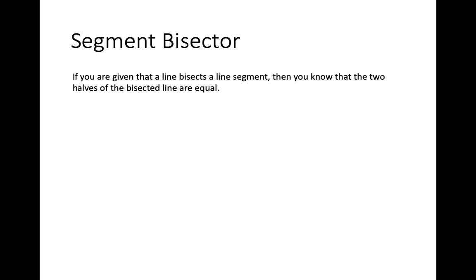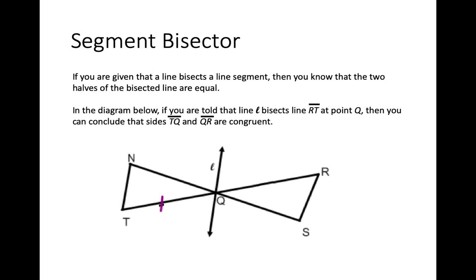The next one is a segment bisector. If you are given that a line bisects a line segment, then you know that the 2 halves of the bisected line are equal. The word bisect means to not only intersect a line, but cut it into 2 equal parts. So in the diagram below, if you are told that line L, the almost vertical line here, bisects line RT at point Q, then you can conclude that the sides TQ and QR of those respective triangles are congruent.